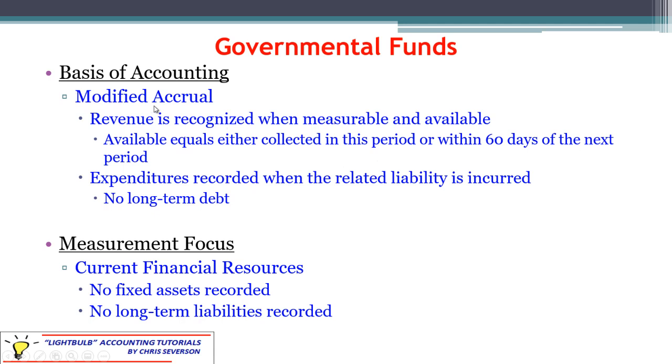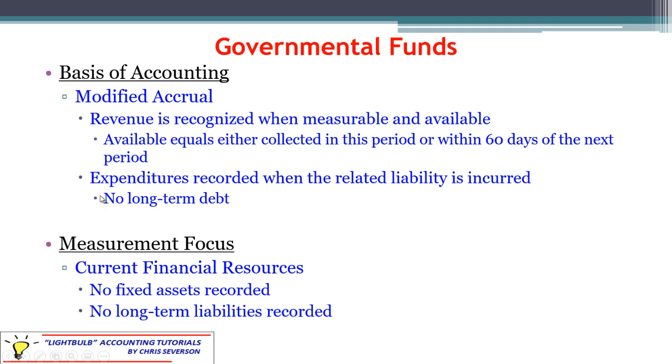That's the modification of accrual, is that it's either collected this period or it has to be collected within 60 days of the next period. Otherwise, it's just not going to be reported under the accrual basis at all. It'll be cash basis for that particular revenue.